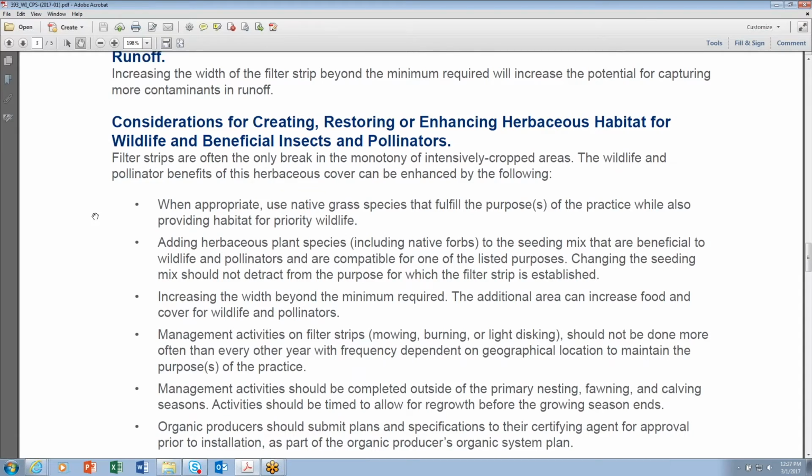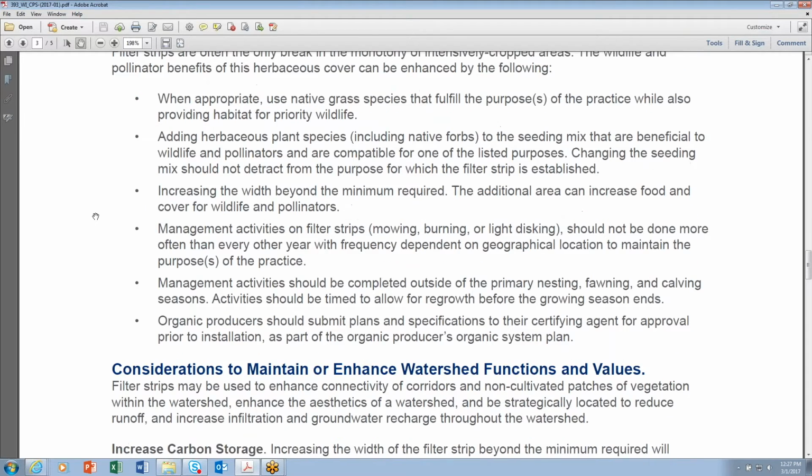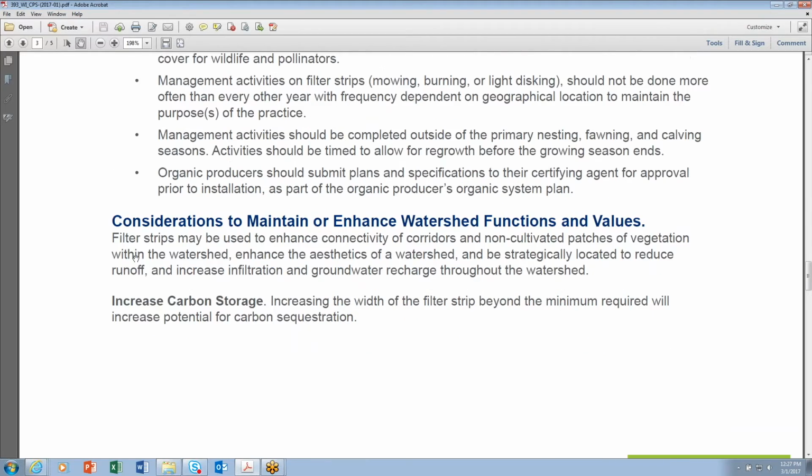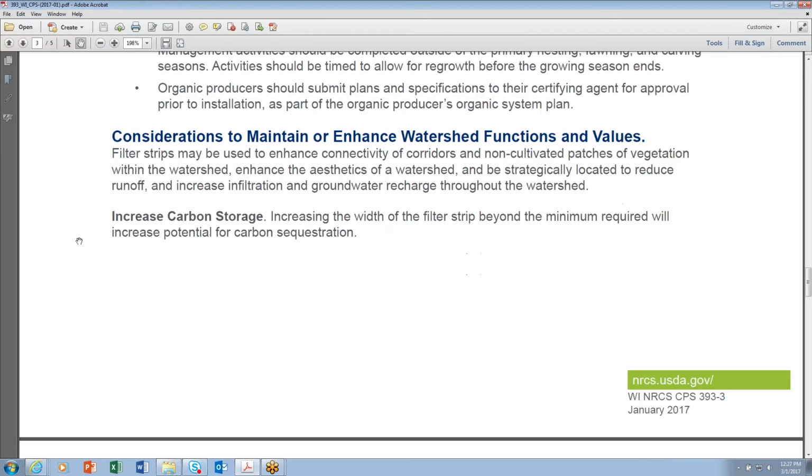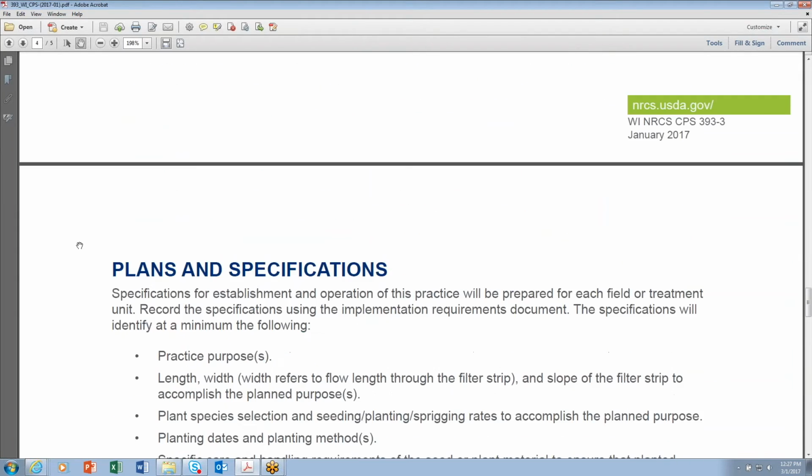All right, and then we have a lot here on wildlife and insects and pollinators. I'll let you read that yourself, and that's all new. I mean, that is currently a focus for a lot of our standards. Maintain and enhance watershed functions and values. That's spelled out here. Carbon storage is spelled out.